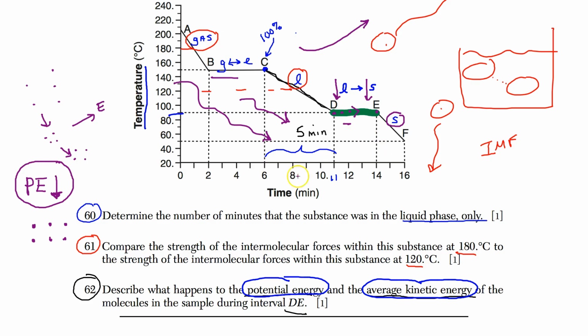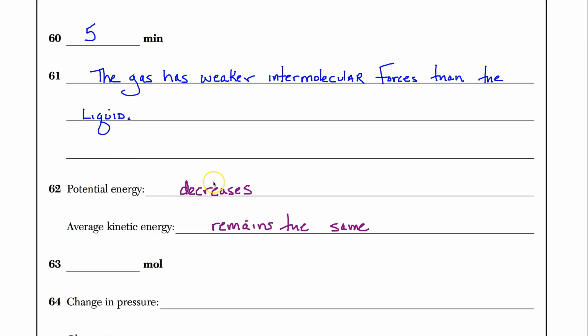And that's important. So we say the potential energy drops while the average kinetic energy remains the same, right? The temperature is staying constant here. All right, so let's go to the answer booklet. Potential energy decreases because energy is being released by the system.